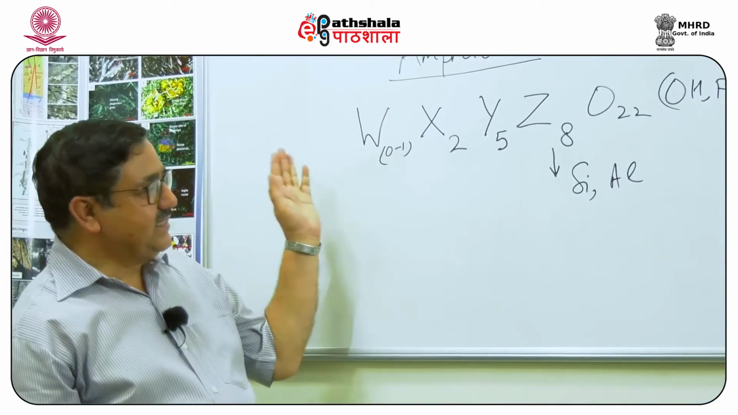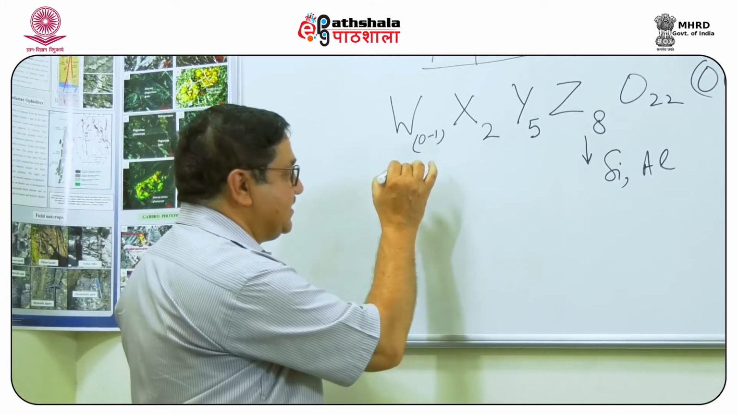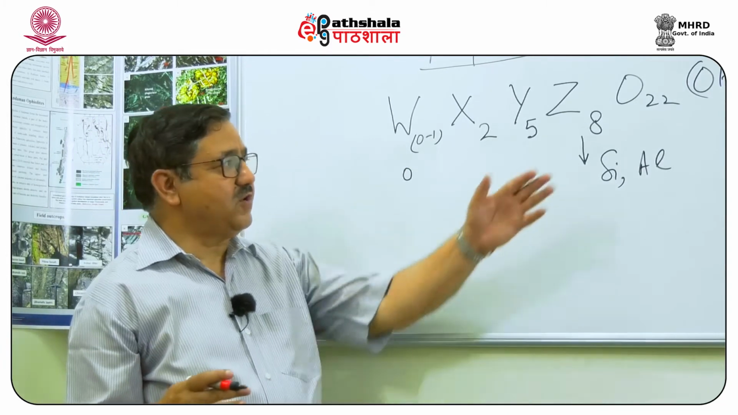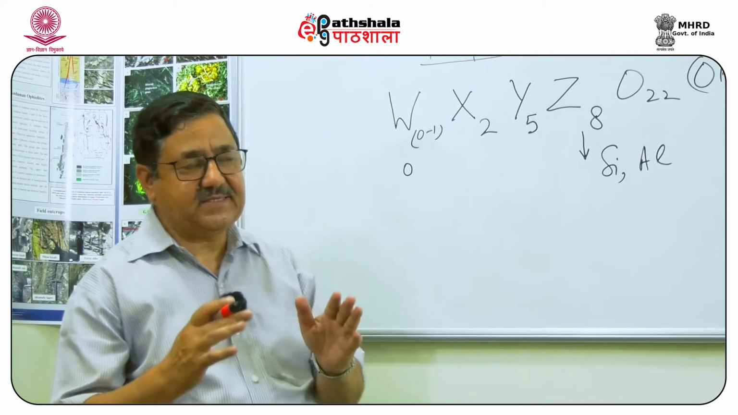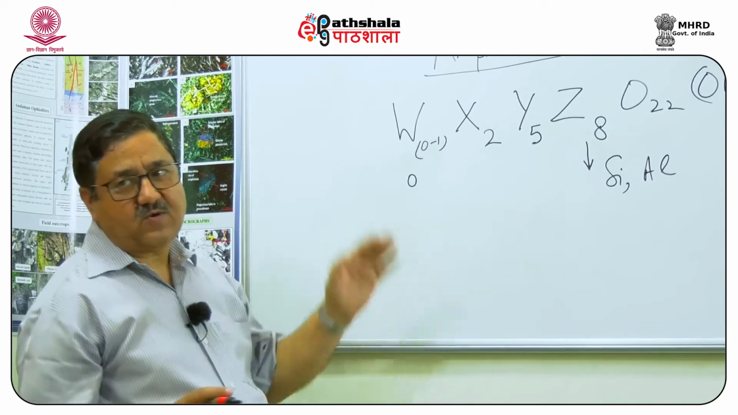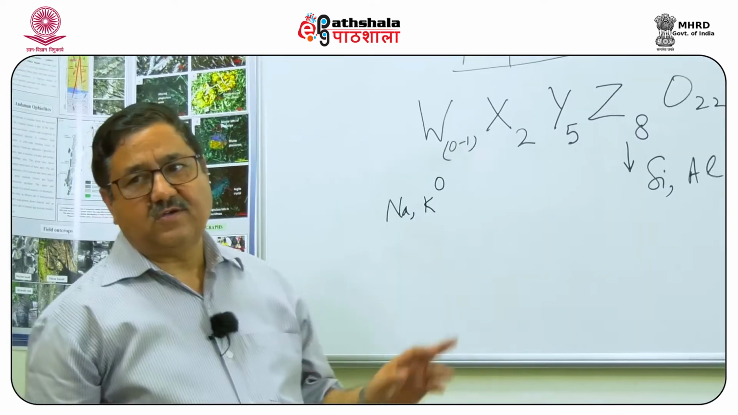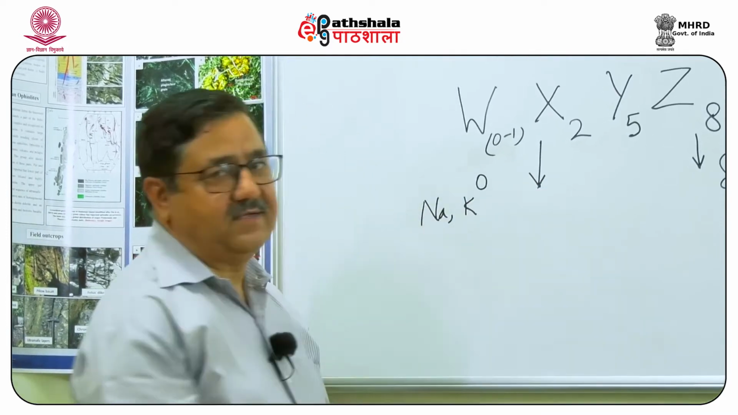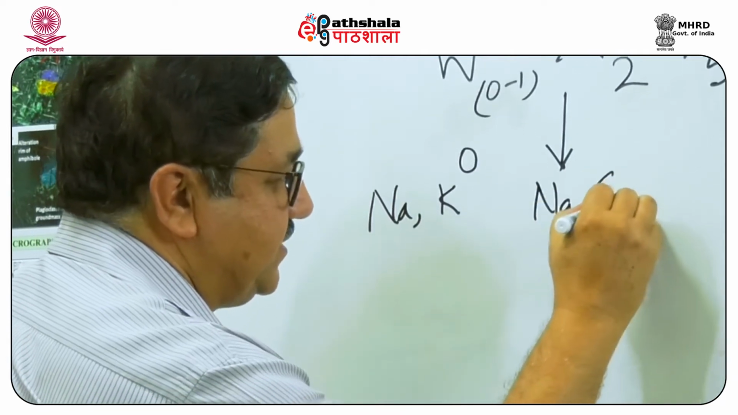As we can see, for W we have written 0 to 1, which means that this site can sometimes be vacant also, or at the most for this formula unit one cation can occupy this site. This represents the smallest coordination, and this represents the largest coordination, and therefore the cations which are present here are commonly sodium and potassium. In this site we commonly have again sodium and calcium.